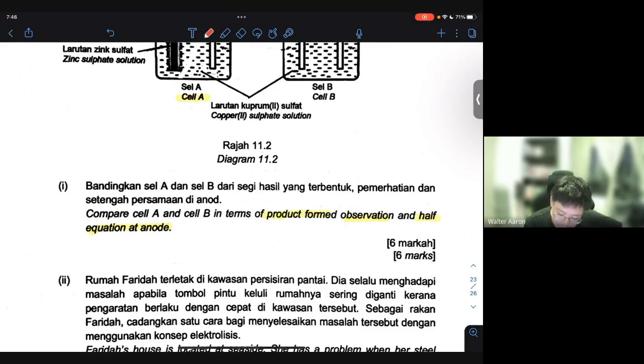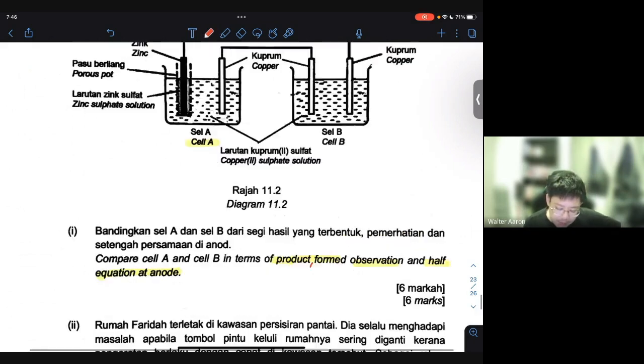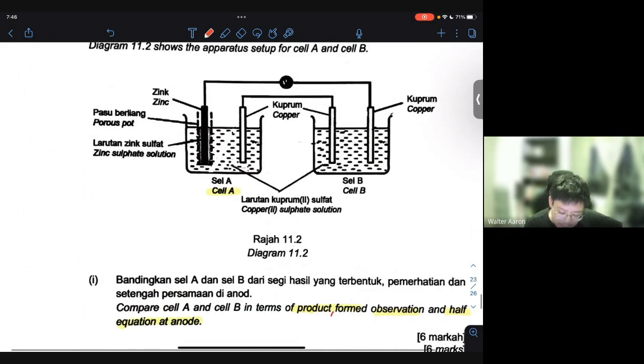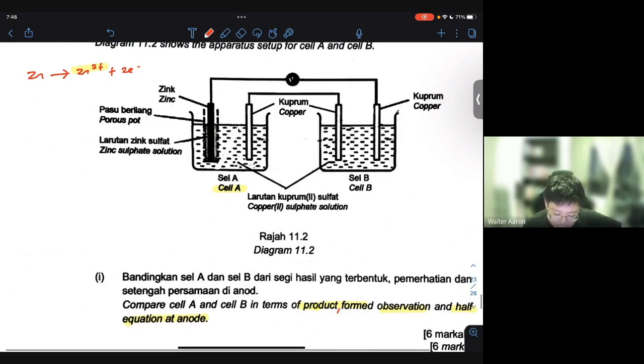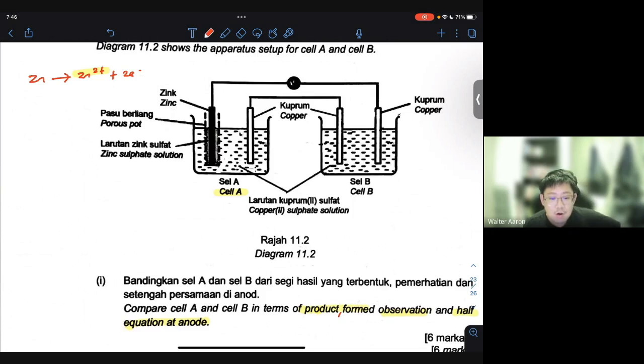Supposed to put a comma here. State what product it is. So what product is formed in the zinc part in cell A will be very simple, because zinc actually dissolves and zinc ions are released. So the product over here should be zinc ions, okay? And after that, they ask you to write an observation. You can say that the zinc or the negative terminal dissolves. So very simple.